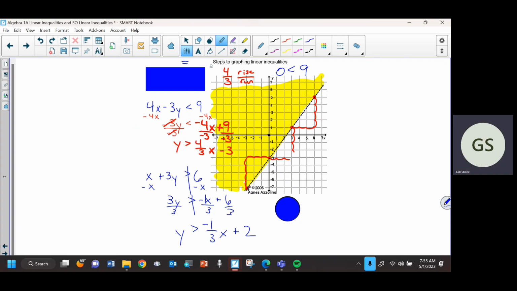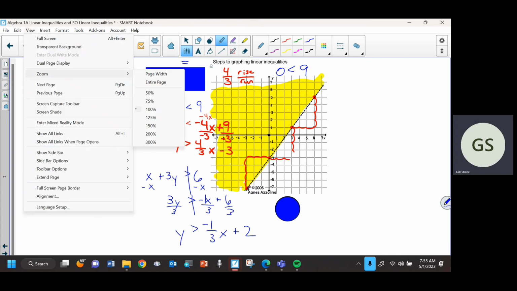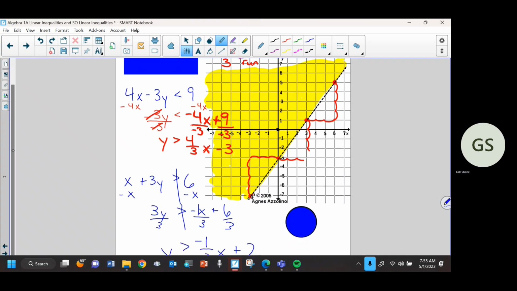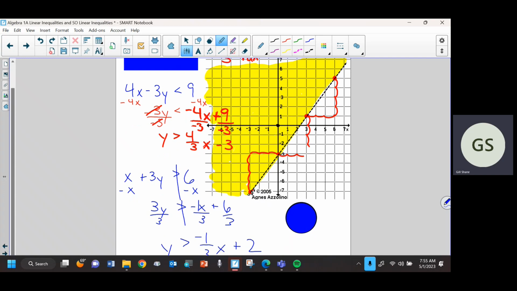I guess I'll go ahead and graph it. I can zoom in a little. There. All right, so I have a positive 2 for my y-intercept. So I just put a point on positive 2. My run is positive 3. That's the bottom number, positive 3, which, like I said, should always be going to the right first.